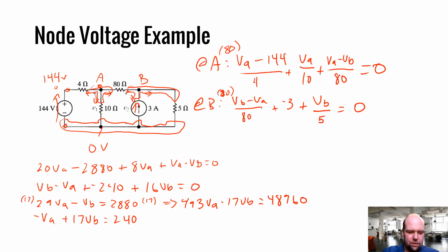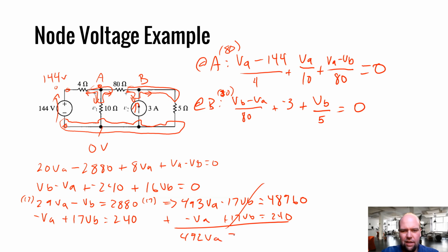Oh wait, yeah, that's right, sorry. Doubting myself here. So then I'm just going to add to that the expression negative VA plus 17 VB equals 240. And when I do that, I get 492 VA equals 49,200. Well, that was nice. So if 492 VA is equal to 49,200, that means VA equals 100.